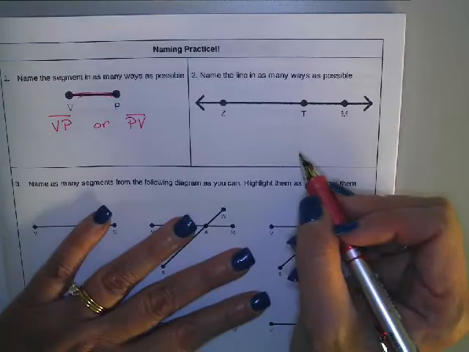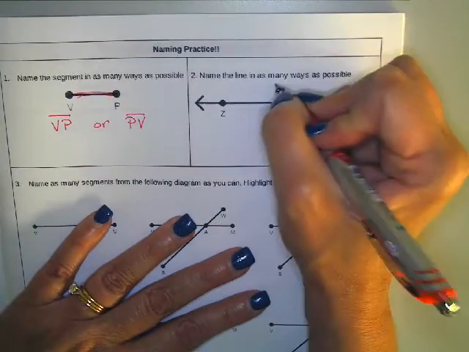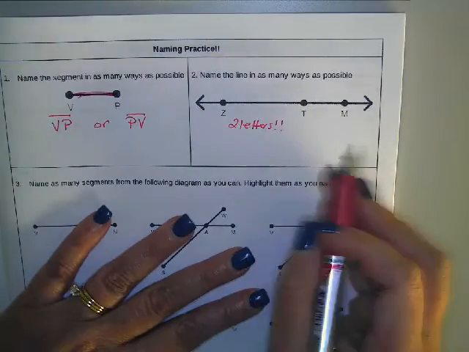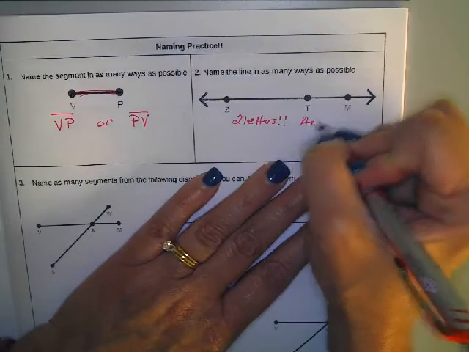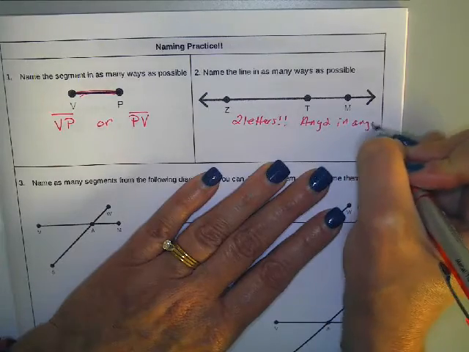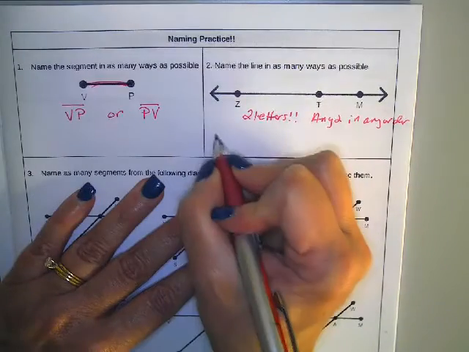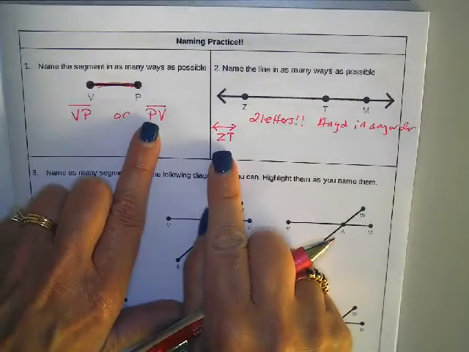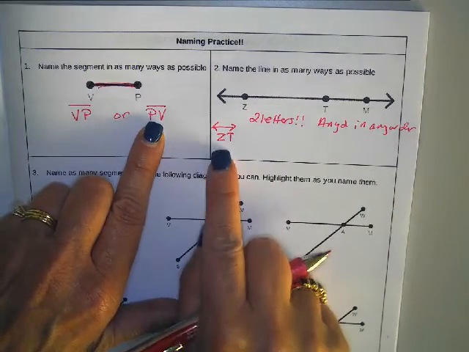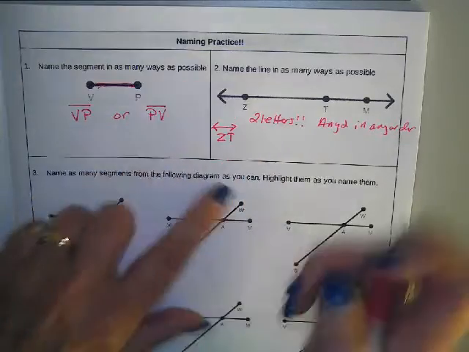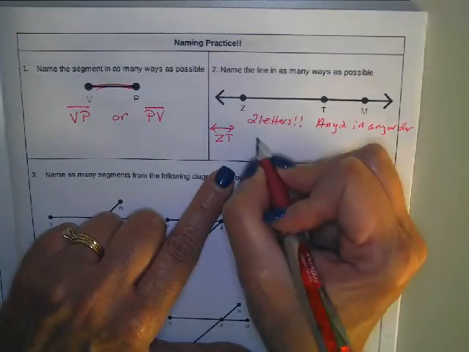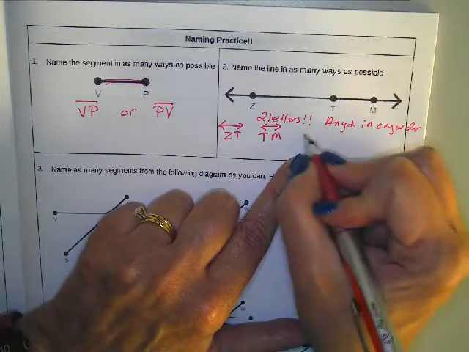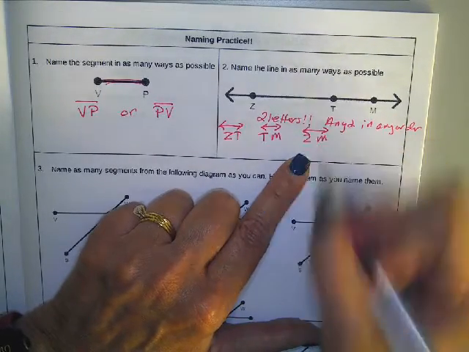When we name a line, remember we use two letters. And you can pick any two in any order. So I could call it line ZT, and remember to signify the difference, it's really important. A segment has no arrows. The line has the arrows on either side. You want to make sure you do that. I could call it ZT, TM, line TM with the arrows above it. I could call it line ZM with the arrows above it.